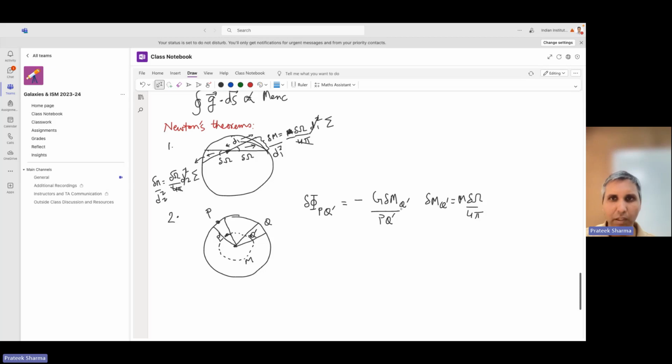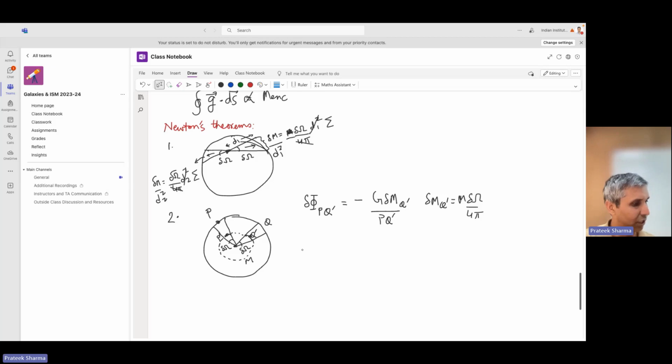This is correct. The mass in this particular part is nothing but the total mass of this shell times the solid angle, this delta omega, which we take equal to this solid angle. So this is the potential at P due to this little portion at Q prime.